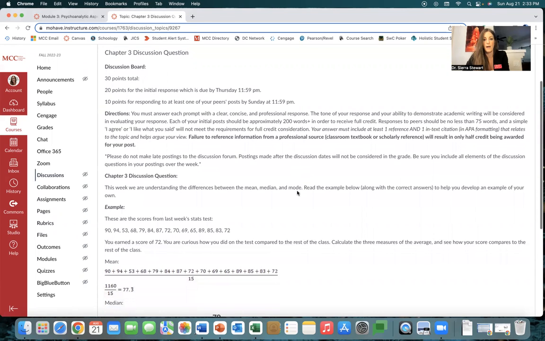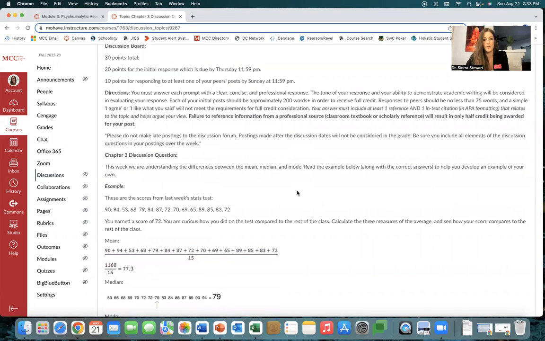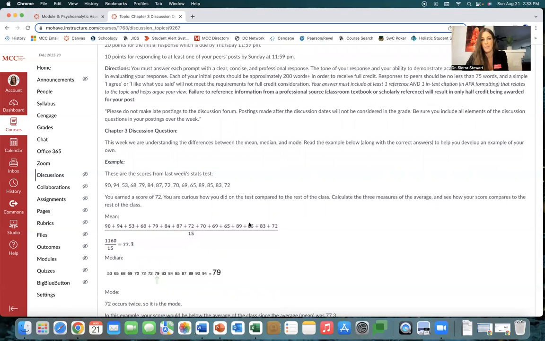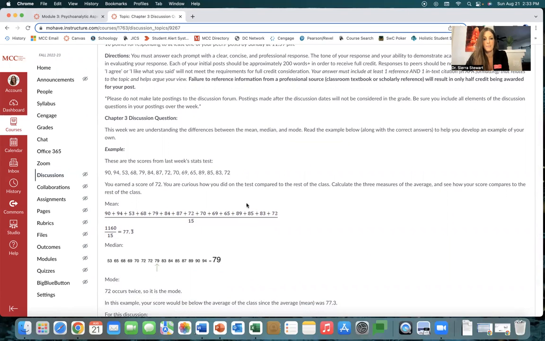All right, so for this discussion, we're understanding the difference between the mean, median, and the mode. And again, I want you to get a good understanding of what that is. So I want you to look at these scores, and look at this example and then come up with an example on your own. This is an example of some scores from a test. Let's say last week you had a test, and these were the different scores that we got.